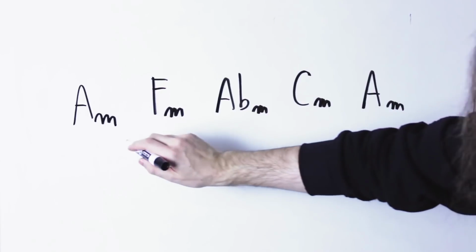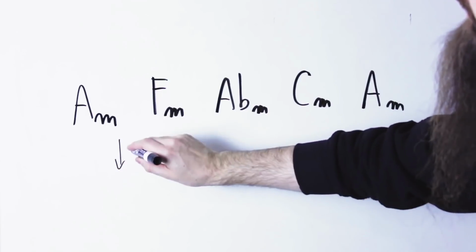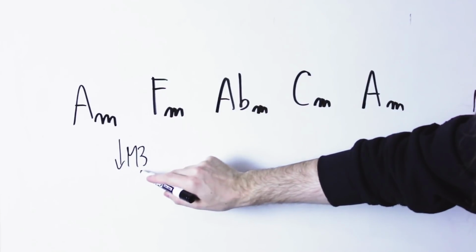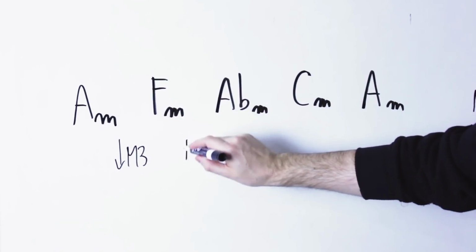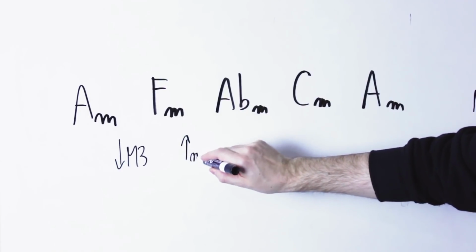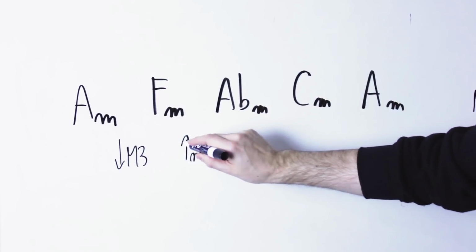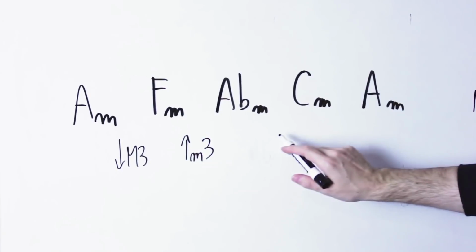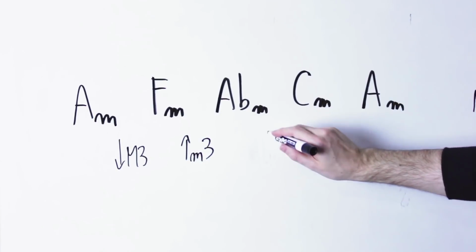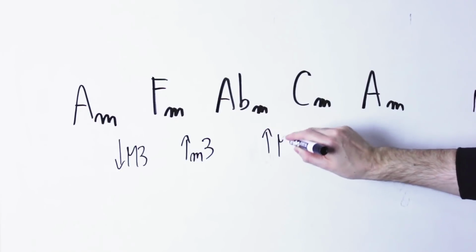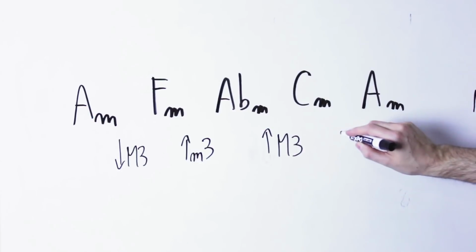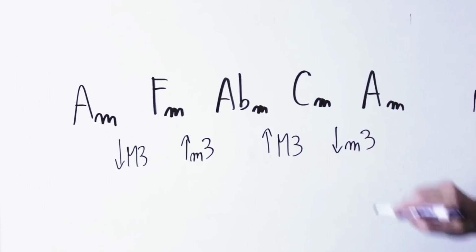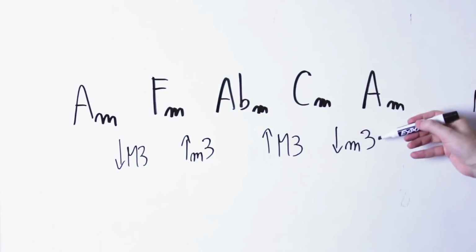What is happening here? Well, from A minor to F minor, I use a chromatic mediant progression because the two chords are a major third apart. Then from F minor to A flat minor, I'm using a different chromatic mediant. Now the distance between the chords is a minor third. From A flat minor to C minor, I'm using another chromatic mediant and the distance is a major third between A flat and C. And then from C minor back to A minor, I'm using another chromatic mediant, from C back to A, down a minor third.